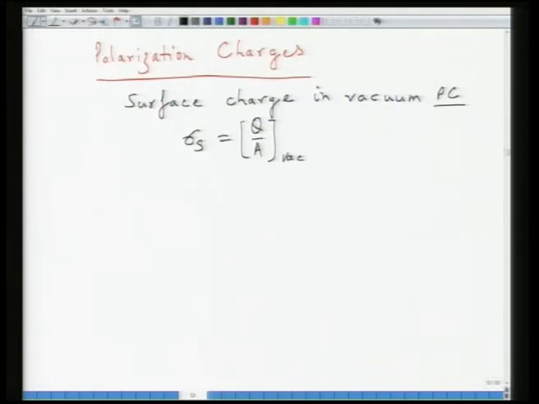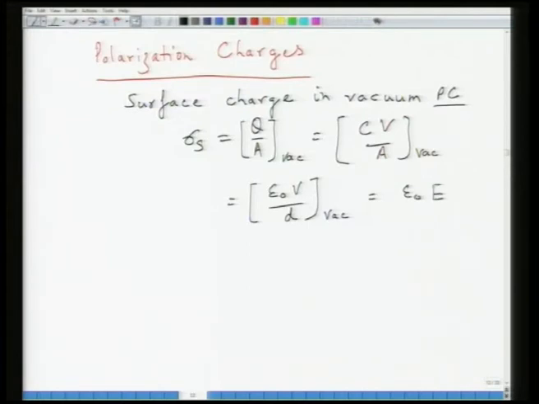of vacuum, correct. Surface charge density is charge divided by area, and this is nothing but CV by A in vacuum, and if I replace C with epsilon naught A over D, this becomes epsilon naught V divided by D in vacuum, and this is nothing but epsilon naught E, correct. So, surface charge density in vacuum is equal to the field generated because of the potential that you applied, multiplied by epsilon naught, fair enough.